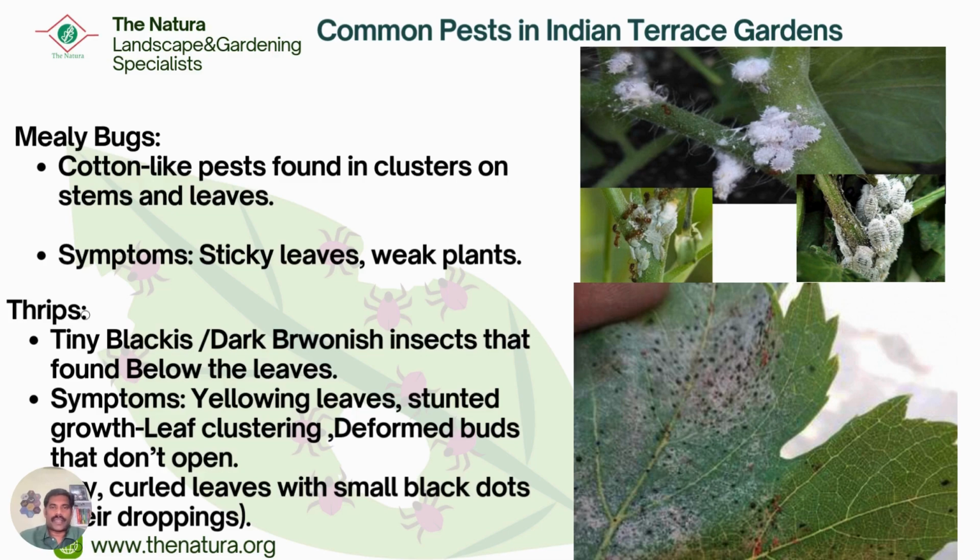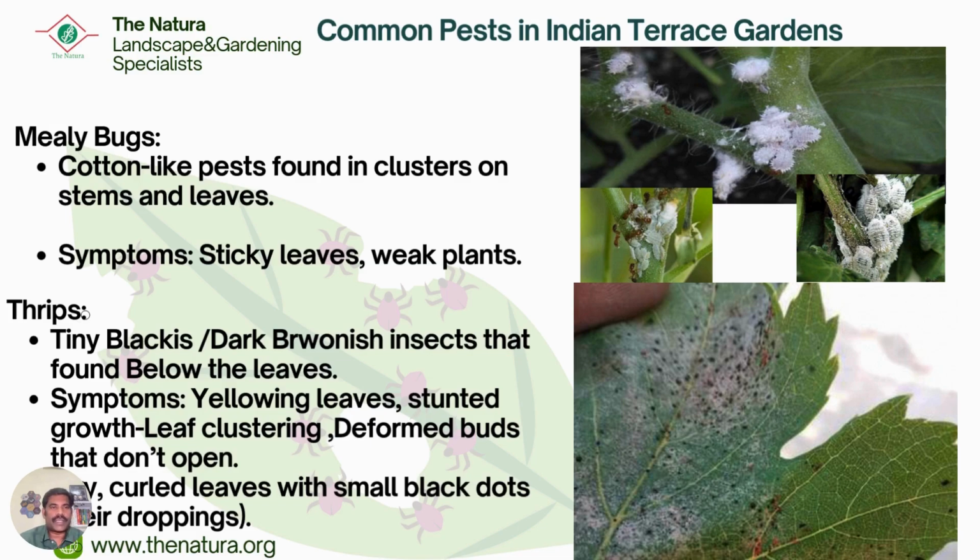Thrips. This is also a major pest, especially in chilies, all flower crops, and many fruit crops. See, they are very tiny insects. You can often see them on the back side of the leaves. On top of the leaves, you can find yellowing symptoms have started, slow yellowing. You have to see the back side of the leaves, then you can find these small insects. There will be blackish or dark brownish insects found below the leaves.